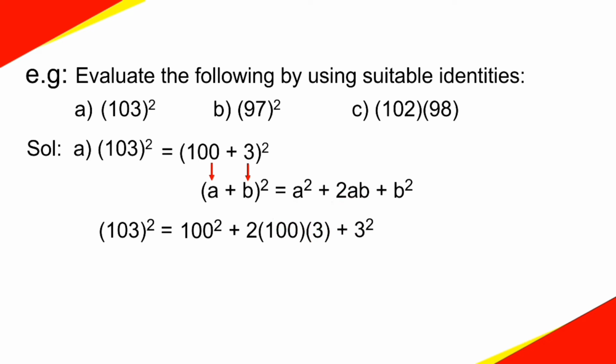Next, plus 3 square. Okay, now 100 square in the sense, right, very good, that is nothing but 10,000, plus 2 into 100 into 3, 2 3s are 6, 6 into 100 is 600, plus 3 square in the sense 3 3s are 9. Students, can you add this and say what you are going to get without using a calculator? Right, very good. Your answer is 10,609.